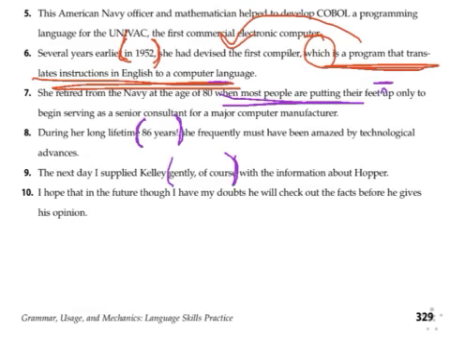And then number 10, I hope that in the future, though I have my doubts, he will check out the facts before he gives his opinion. In this case, though I have my doubts, is kind of like an interjection in thought, because it's giving this person's opinion here. So again, we're interrupting the sentence, so we would add the dashes between future and though, and then doubts and he. Okay?